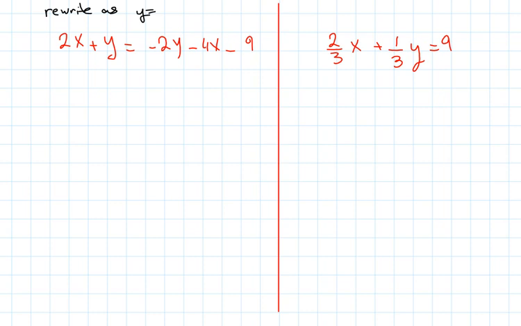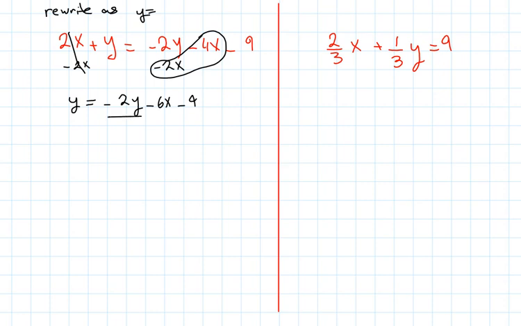So we need to get rid of the minus 2x from both sides. These two cancel out, and on the right side we have minus 2x and minus 4x, so altogether we'd have minus 6x. So that would be y equals negative 2y minus 4x, minus 6x minus 9.